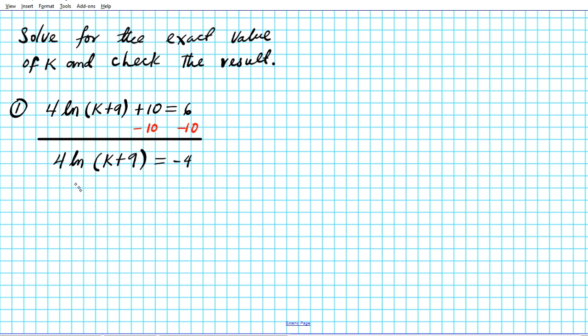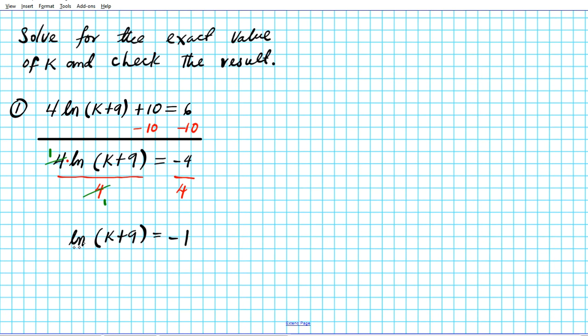Next number we want to get rid of on the left side is positive 4. 4 is being multiplied by this logarithmic expression here. So to undo multiplication, we are going to divide both sides by that coefficient. If we divide both sides by 4, on the left side, these divide out, and you're left with the natural logarithm of k plus 9. And on the right side, negative 4 divided by 4 is negative 1.